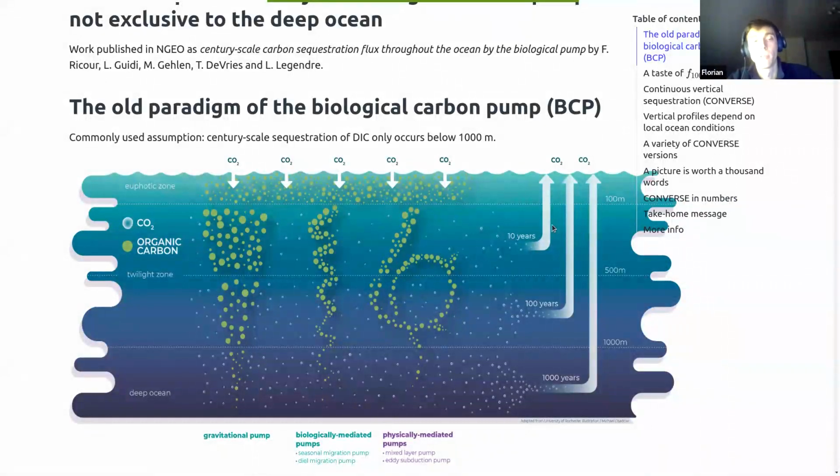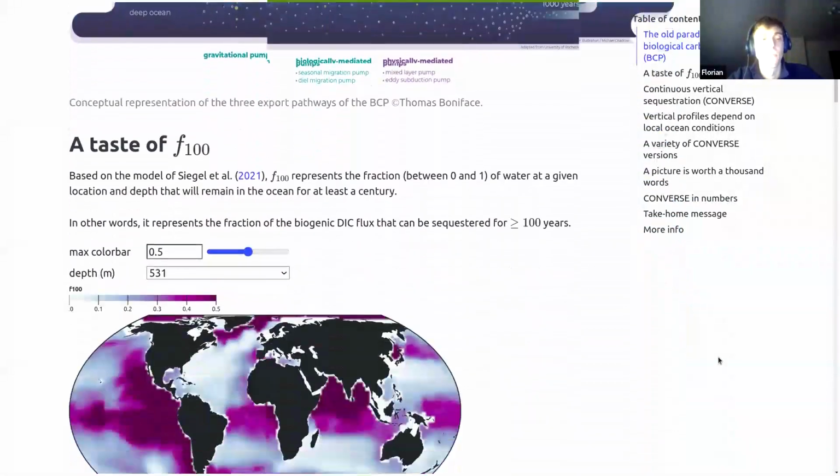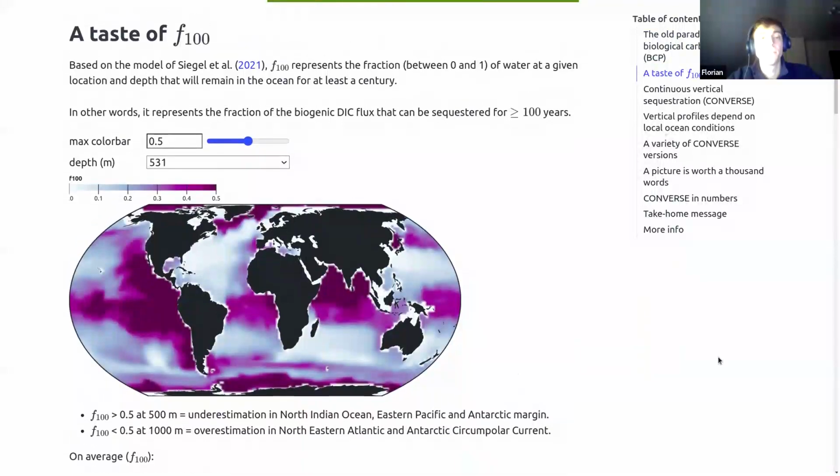So basically, the commonly used assumption is that centennial-scale sequestration of biogenic DIC only occurs below 1,000 meters. And I'm going to show you why we want to revise this assumption. Our work uses the F100 factor of Siegel et al. 2021, and it is defined as the fraction of water at a given location and depth that will remain in the ocean for at least a century. In other words, it can be seen as the fraction of biogenic DIC flux that can be sequestered for more than 100 years.